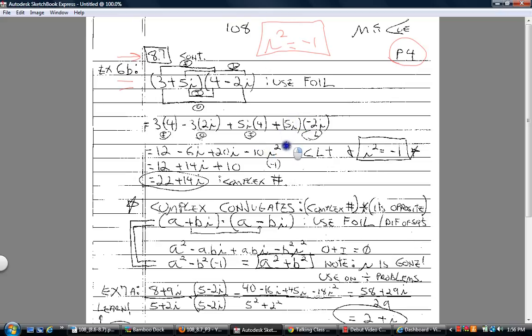Okay, now here's where your i catches i squared. What do you replace it with? Negative 1. Okay, you've done that. What's negative 1 times negative 10? Positive 10. You got it. Okay, now look what happens. Combining like terms, 12 plus 10 gives you 22, and you bring down the 14i, and you have your complex number, and there's your answer. So when you multiply a complex number by a complex number, you usually are going to get a complex number.